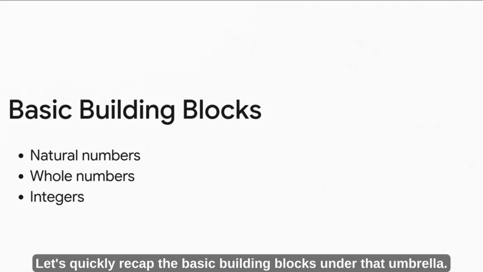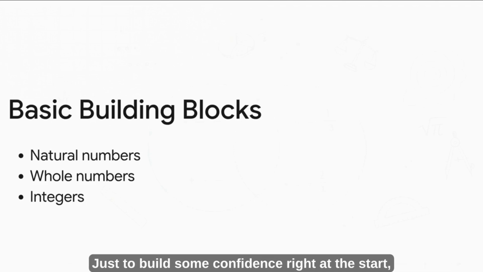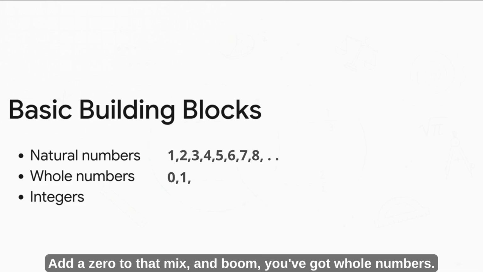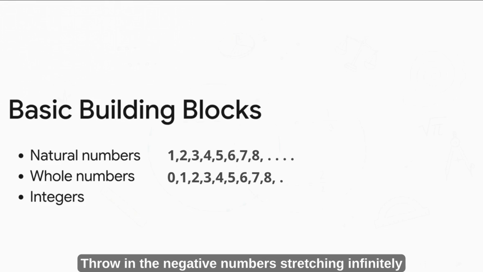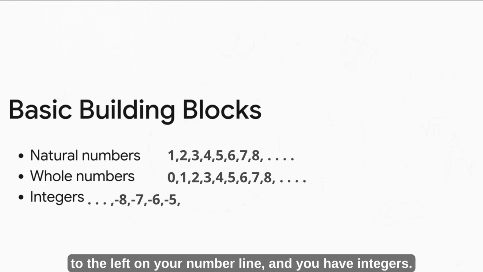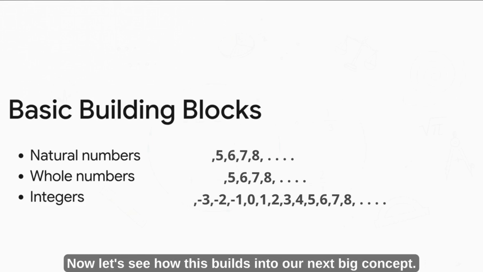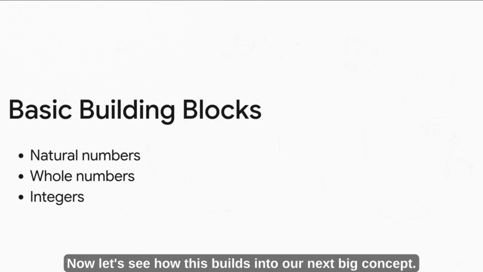Let's quickly recap the basic building blocks under that umbrella, just to build some confidence right at the start, because you've been using these for years. Natural numbers, those are just your everyday counting numbers, starting from 1. Add a 0 to that mix, and boom, you've got whole numbers. Throw in the negative numbers stretching infinitely to the left on your number line, and you have integers. You already know these perfectly. Now let's see how this builds into our next big concept.